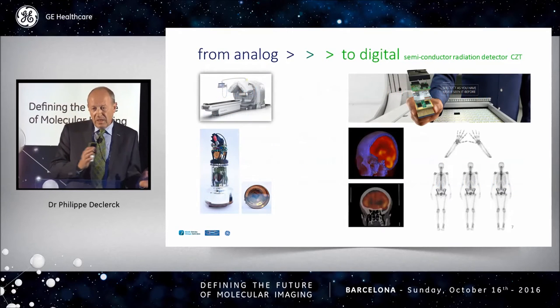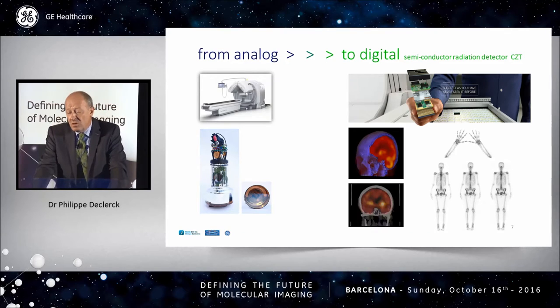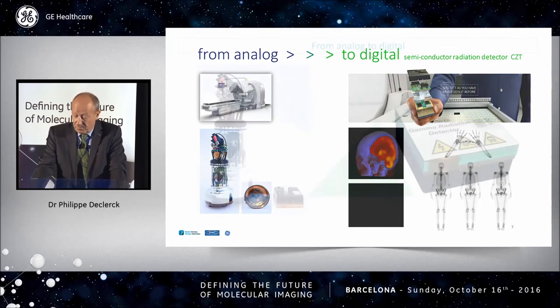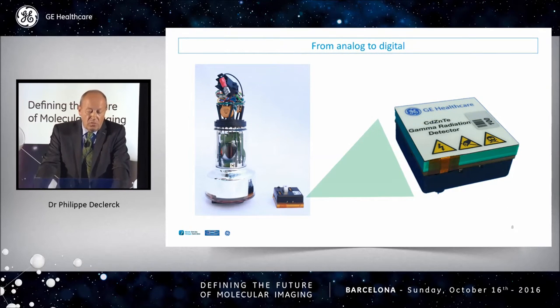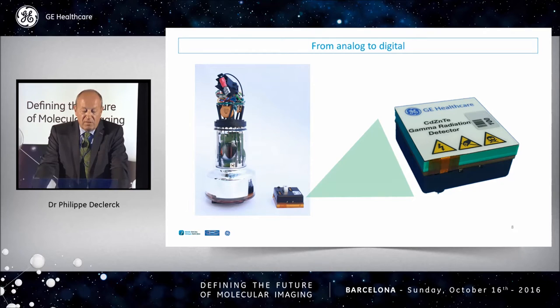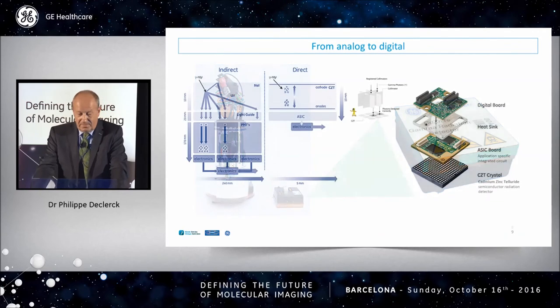So now we go from the analog age to the digital age with the semiconductor radiation detector, solid state detector. And you all know the old and the good photomultiplier, and now we have this small, fancy solid-state detector. You can see it on the boot, it's really small.